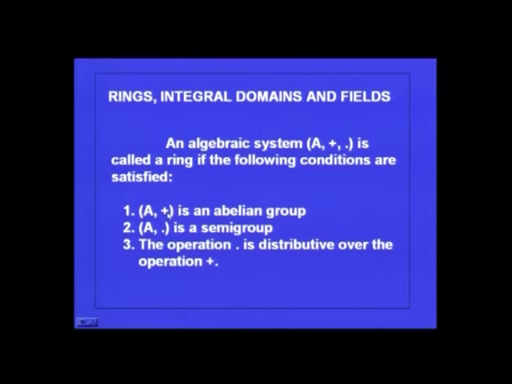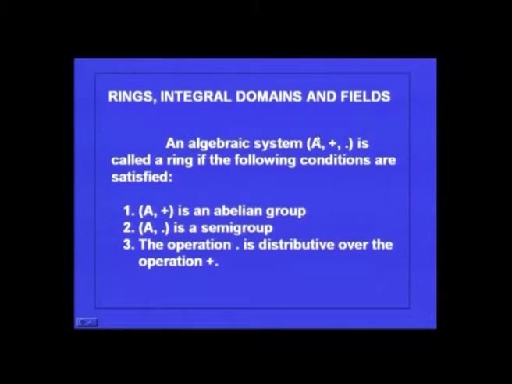A along with this binary operation plus is an abelian group. A along with the other binary operation is a semi-group. The operation dot is distributive over the operation plus. If these three conditions are satisfied, the system is called a ring.